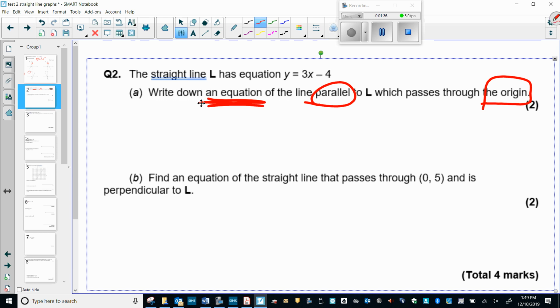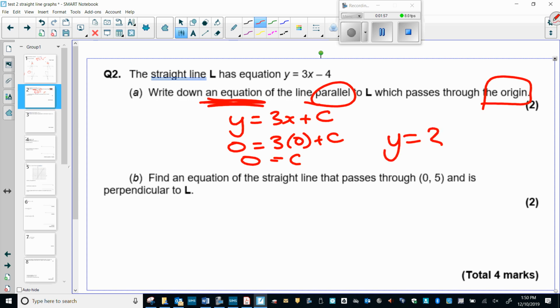Okay, so if it's parallel to it, what do we know about the line? Same gradient. What is the gradient of this one? 3. So we know it's going to be y equals 3x plus something, but it's going through the point 0, 0, so 0 equals 3 lots of 0 plus c, so c is 0, so it's just y equals 3x. Okay?